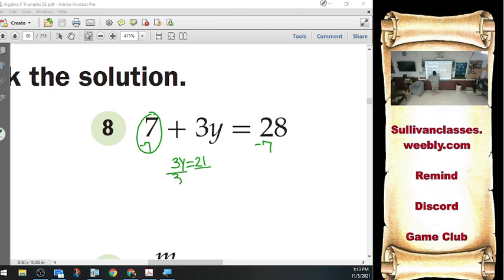And then 3 is smashed up on that y, so we have to divide. Good job. And we get y is? Ta-da! There you go. See? Gavin, you got one in mind? 7. Okay.